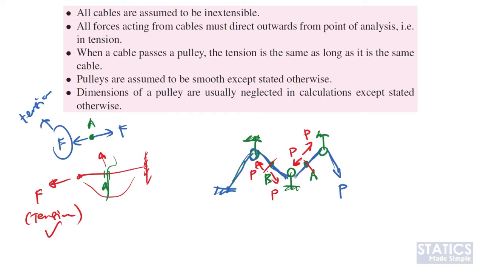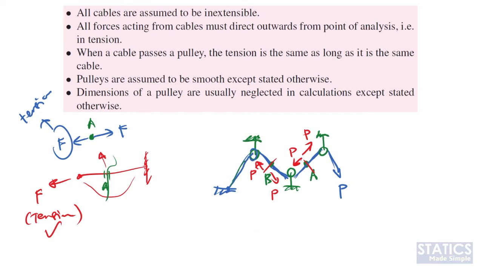In order for the tension within the cable to be the same, we are assuming the pulley is smooth. There will be no frictional force at the pulley. In the real world, there will be frictional force there. However, for static cases, it is negligible. Lastly, dimensions of the pulley are normally neglected, meaning that we assume this pulley to be just a point.